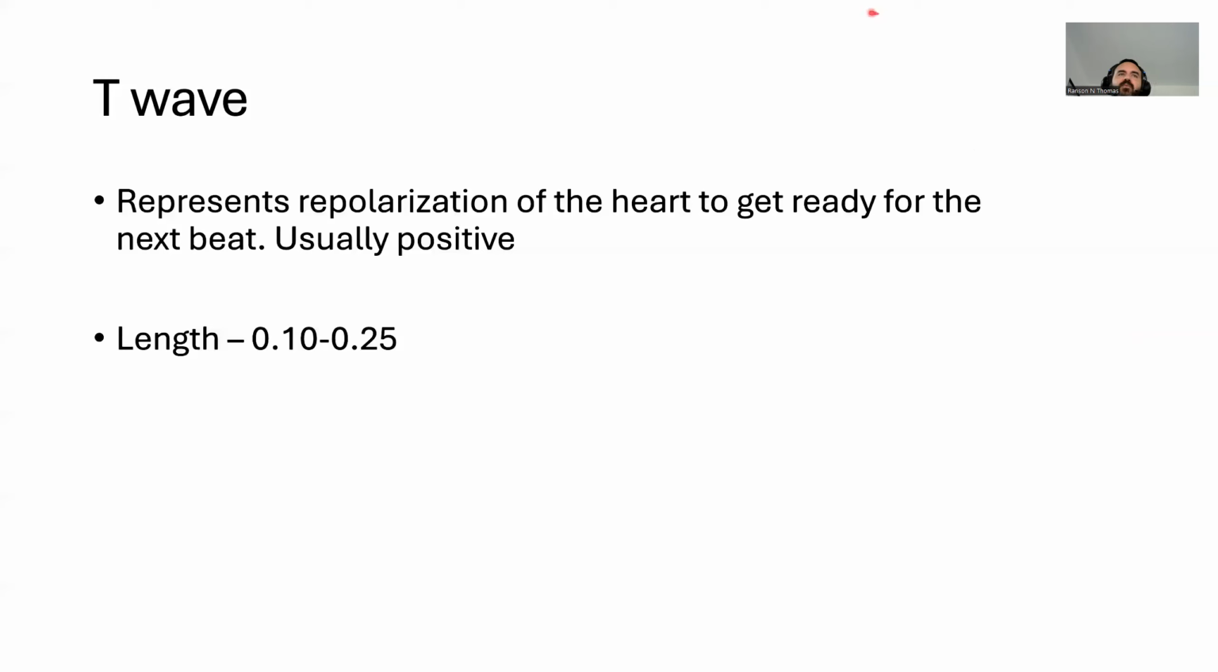The length is pretty long. They can be pretty long, between 0.1 to 0.25, so they can be as long or longer than a whole big box on your rhythm strip. The T waves also, depending on what you're looking at, can sometimes be difficult to differentiate from P waves. That is something students sometimes struggle with, especially with rhythms like atrial fibrillation. There are some others, but students sometimes struggle to differentiate between them.